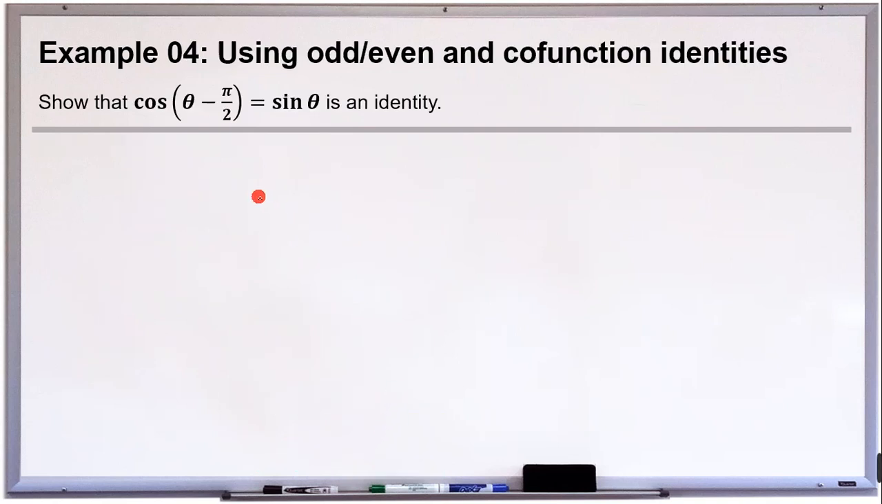Next, example number 4. For this example, we are going to use the odd and even and the cofunction identities respectively. So the problem statement is show that cosine of theta minus pi over 2, so pi over 2 is 90 degrees, is equal to sine theta is an identity.